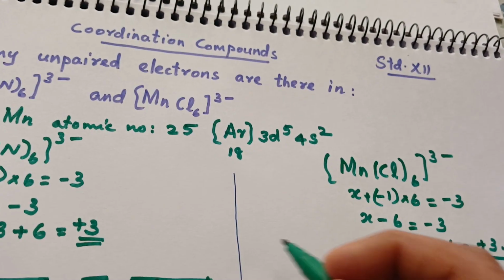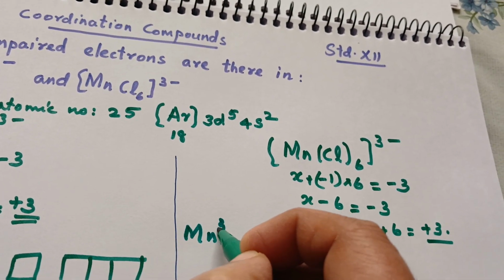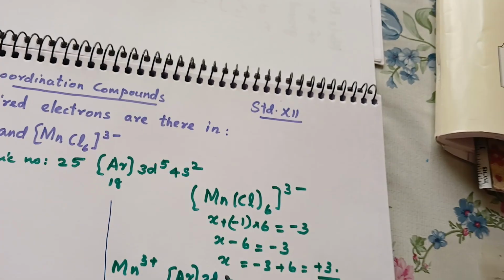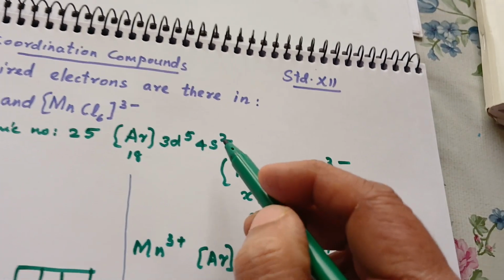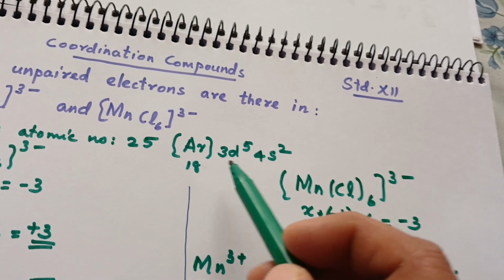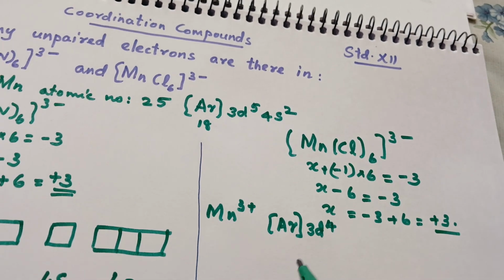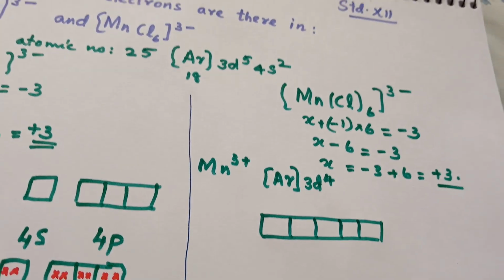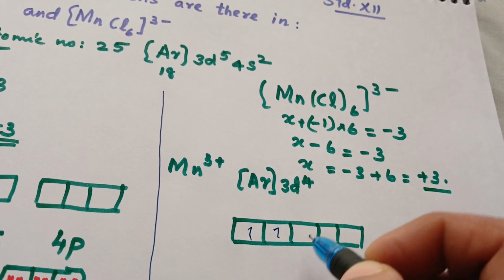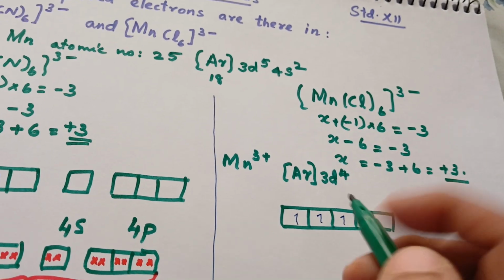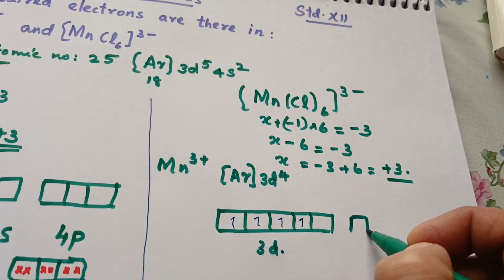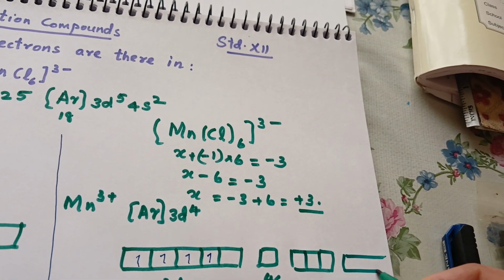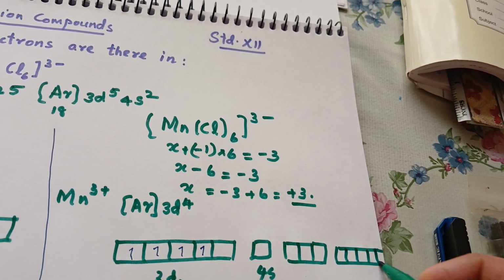state, same as before. Then Mn3+ will have the electronic configuration of argon 3d4. The 3 electrons will go: 2 electrons from the 4s orbital and 1 from the 3d orbital. So it will be left with 3d4. It will be like this. Four electrons. So this is the 3d orbital. Now we have the 4s here, 4p here, 4d here.